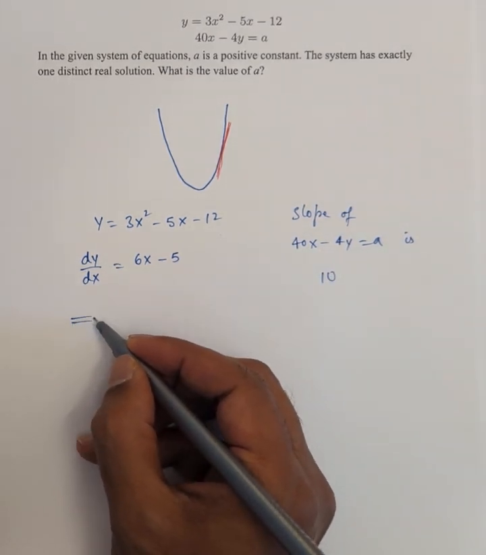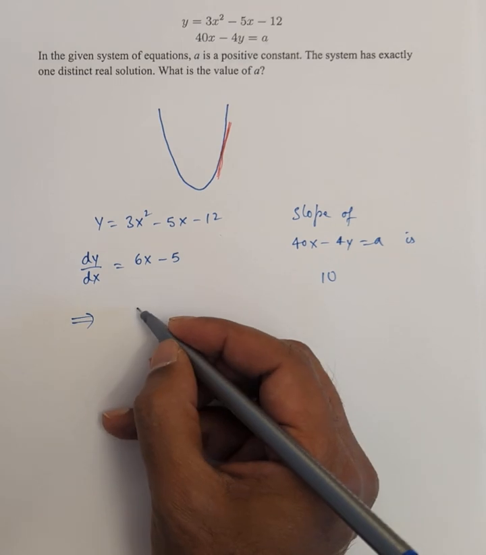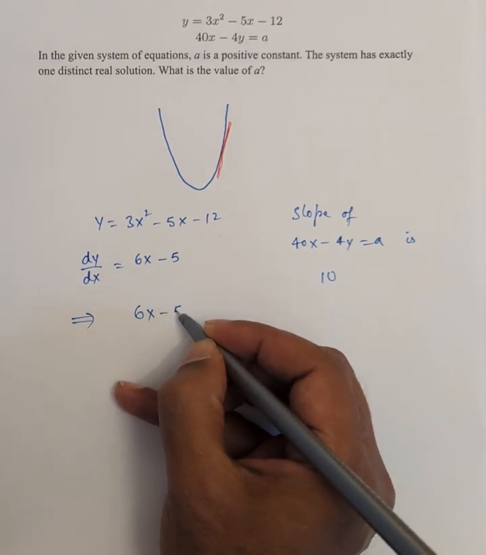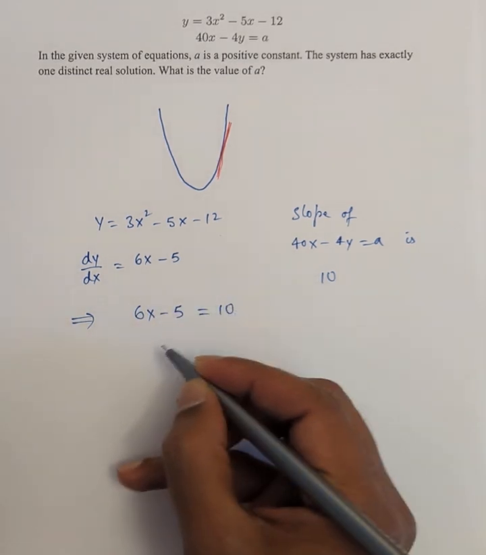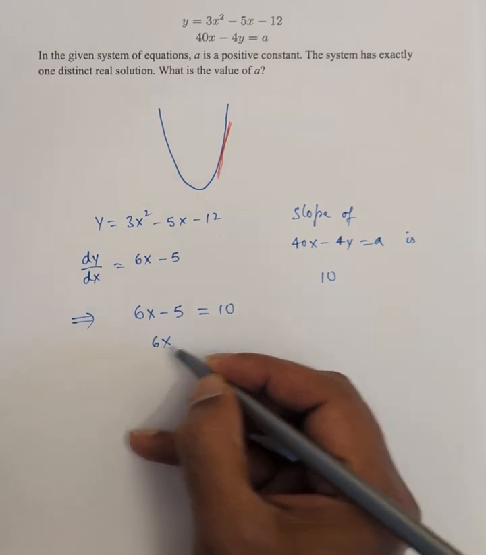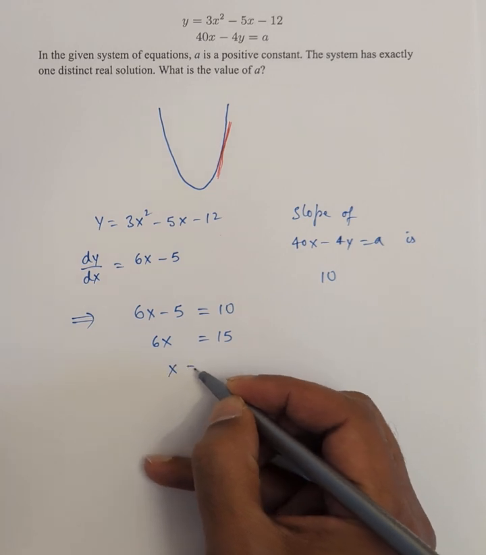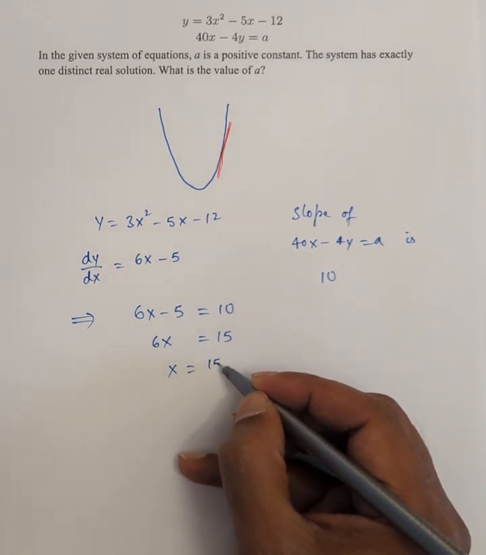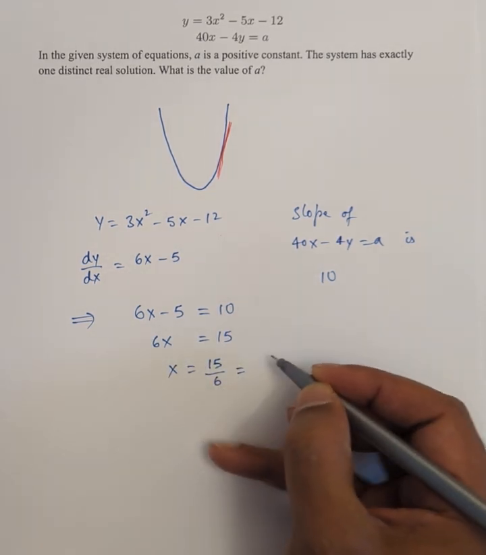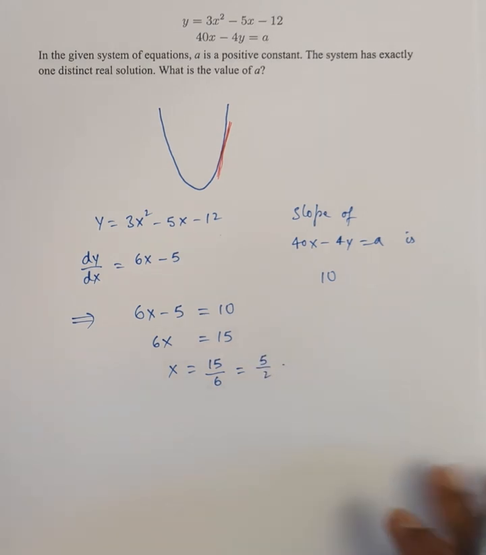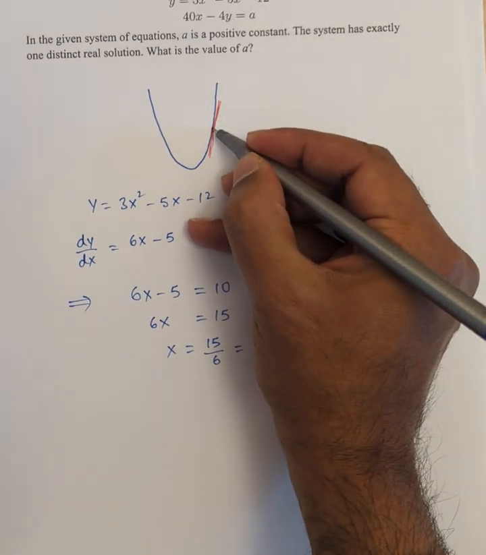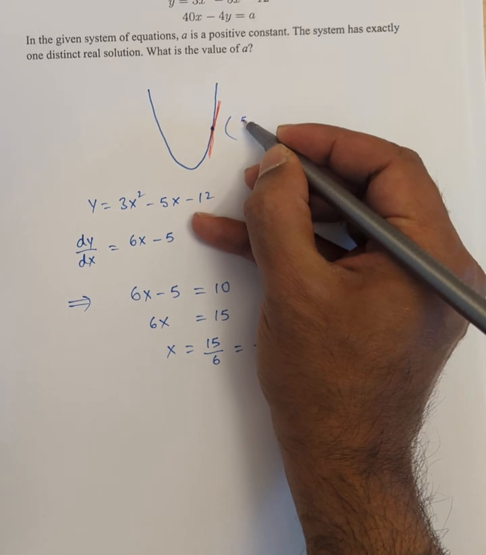So all I need to do is set these two quantities equal to each other, 6x minus 5 equal to 10, and solve for x. So I add 5 on both sides, turn that into 15, and divide both sides by 6. We get that. So this is going to be 5 over 2. So the x coordinate of the point is 5 over 2.